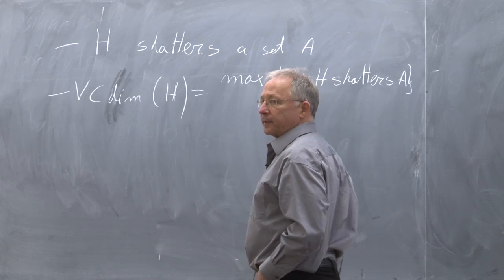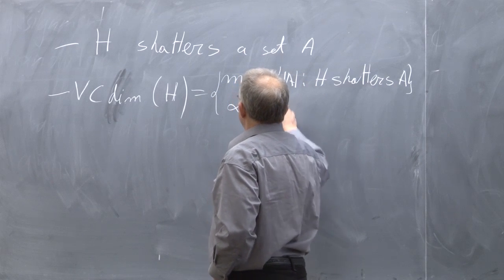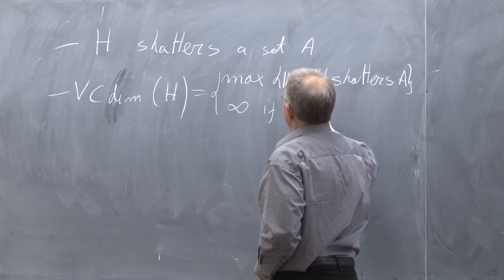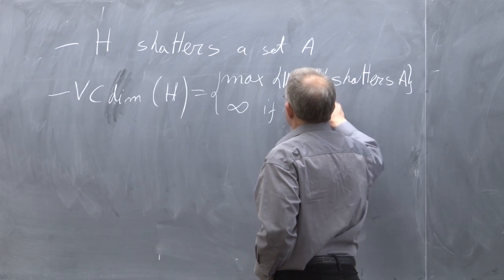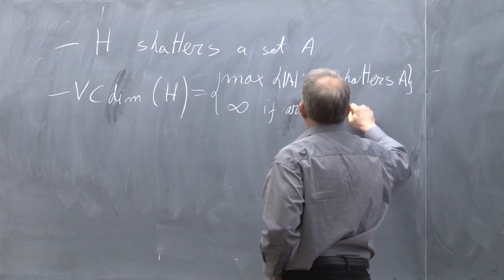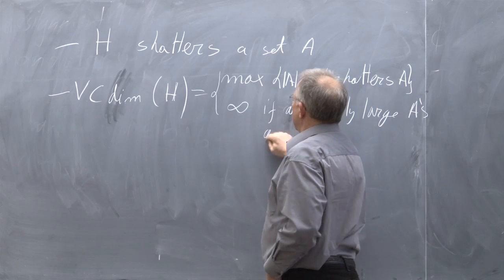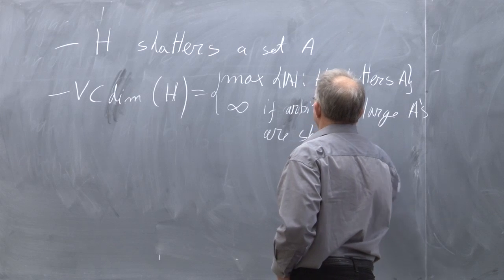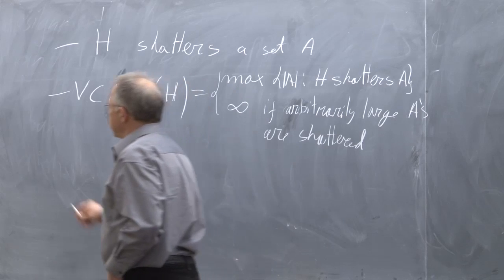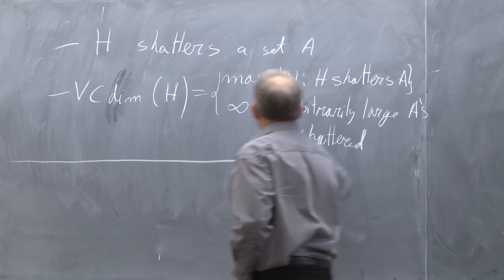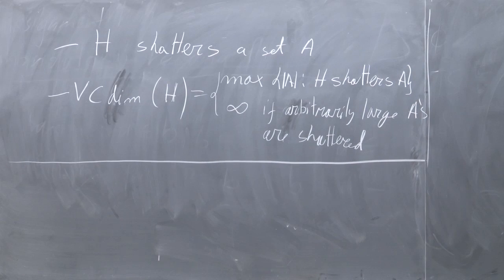If such a maximum exists, and if it does not exist, then it's infinity, if arbitrarily large sets A are shattered. And we saw, and this is going to be a central definition, the definition of the VC dimension.